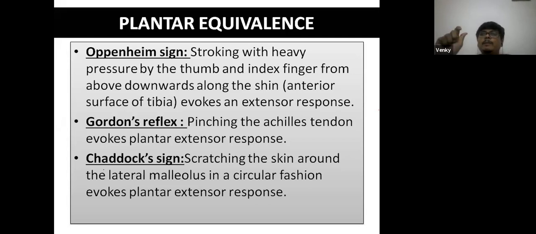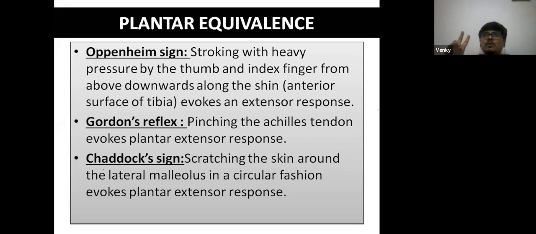Just pinching the Achilles tendon will give you the extensor response. Chaddock's sign: just scratch over the lateral malleolus, and it will give you an extensor plantar response. So these are the plantar equivalents in the lower limb. What about in the upper limb?